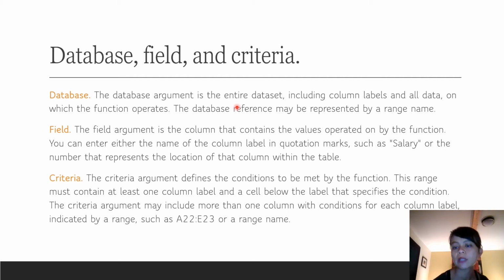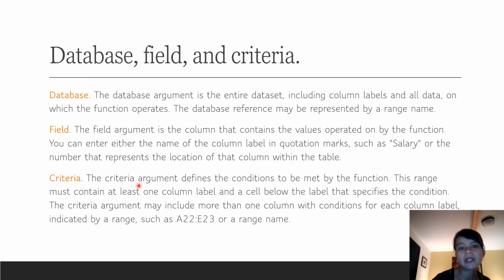So make sure that you include the column labels, like the descriptions at the top, and all data on which the function operates. The field argument is the column that contains the values operated by the function. You can either enter the name of the column label, such as salary, or the number that represents the location of that column in the table.